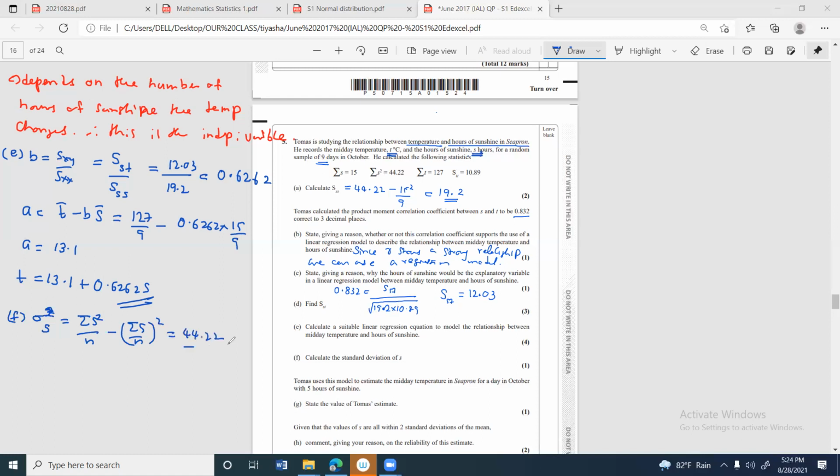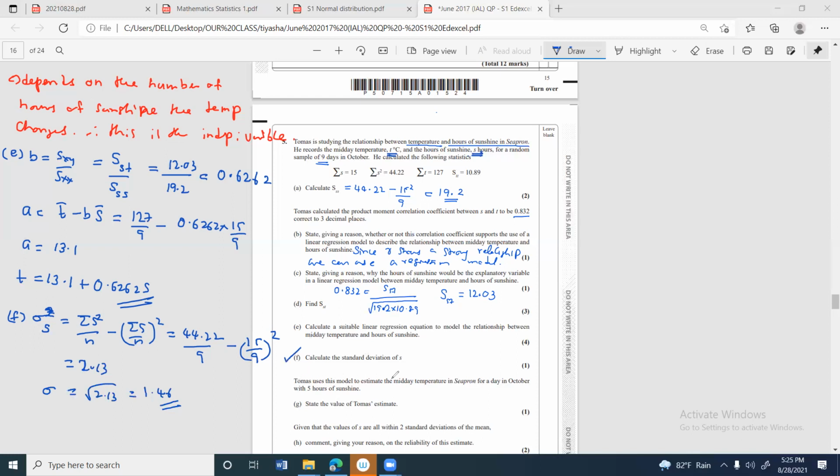44.22 divided by 9 minus the summation of S, which is 15, divided by 9, whole thing squared. With this information, you can get sigma squared S. That is 2.13. Therefore, sigma would be the square root of 2.13, that is 1.46. 1.46 would be the answer for this. That is the standard deviation for this part F.